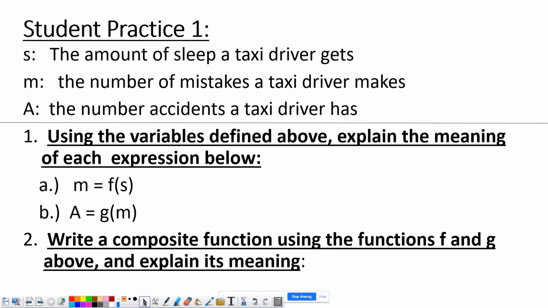So I want you guys to do that for this problem here. Go ahead, read the top, and then do 1A and B as well as 2. Pause the video, and when you unpause it, you will see the solution.